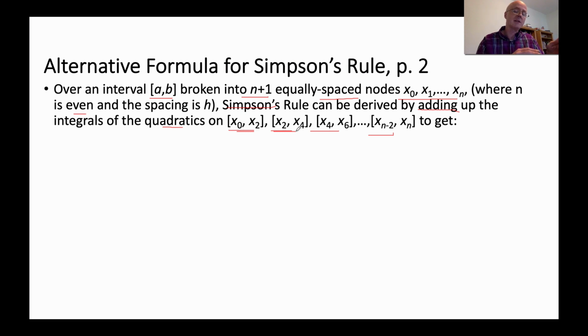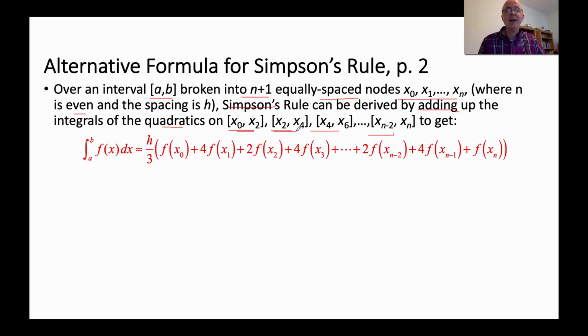And f of x4 gets multiplied by 2. And f of x6 gets multiplied by 2. So now you get an even crazier formula, but it is the formula I learned. H over 3, which could be written as delta x over 3. For our example, h is 0.25. F of x0 plus 4f of x1 plus 2f of x2 plus 4f of x3, etc. You'd be down to 2f of xn minus 2 plus 4f of xn minus 1. And finally, you'd have f of xn.